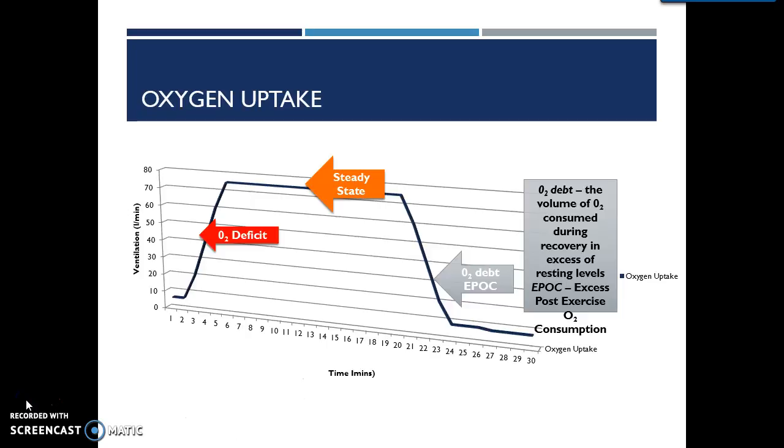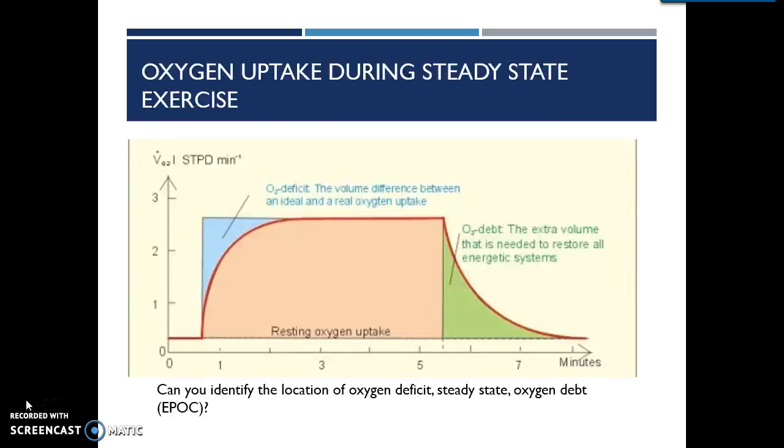And you will see that this diagram will appear on numerous occasions in your exam, so it is important that you become familiar with it. The main thing that you might see in one of these pictures if it appears in an exam paper is that you'll have to identify an aspect of it. So can you identify where the oxygen deficit is? Can you identify where there's a steady state, if there is a steady state, and an oxygen debt or EPOC?